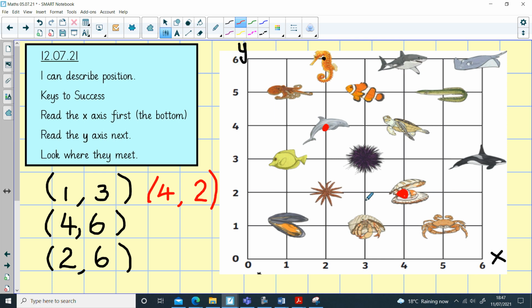Okay, so I want to know what position the crab, Mr. Crab here, is at. So I've got my brackets and I'm going to go along the x-axis first to 5 and up to 1. So it's 5 on my x-axis and 1 on my y-axis. Okay, I've got to remember that comma, so it's not 51 as my answer. Can you have a go at writing down where Nemo is for me? Okay, where would Nemo be?